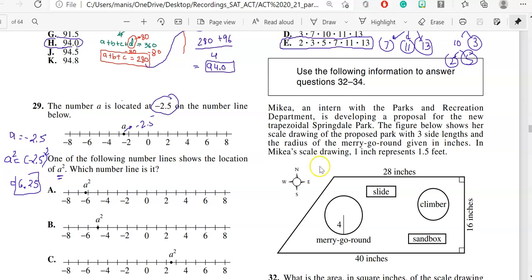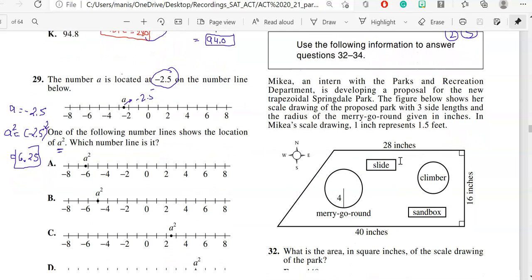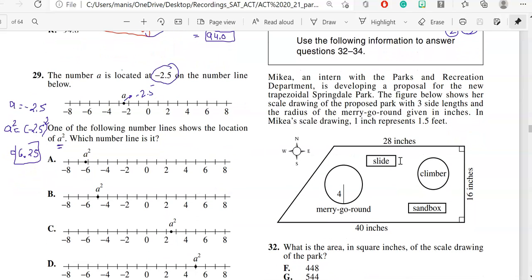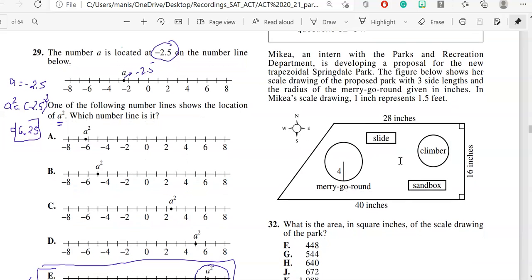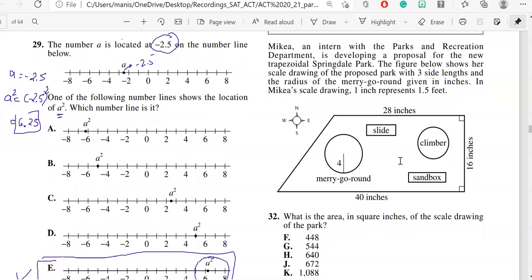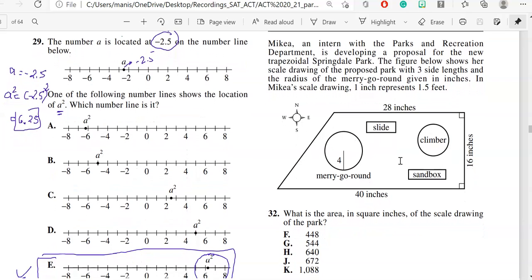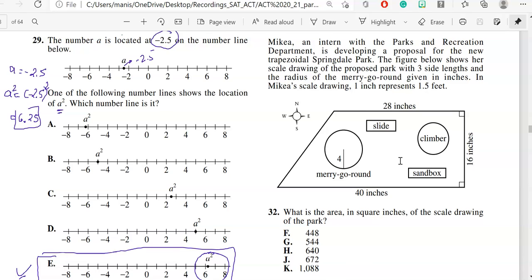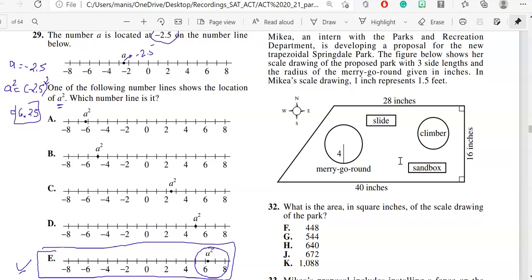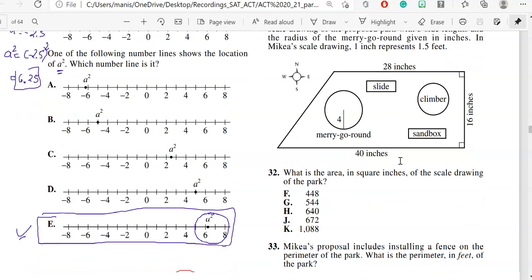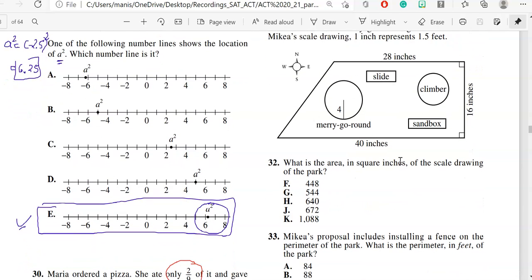Maikia, an intern with the Parks and Recreation Department, is developing a proposal for the new trapezoidal Springdale Park. The figure below shows her scale drawings of the proposed park with three side lengths and the radius of the merry-go-round given in inches. In Maikia's scale drawing, 1 inch represents 1.5 feet. What is the area in square inches of the scale drawing of the park?